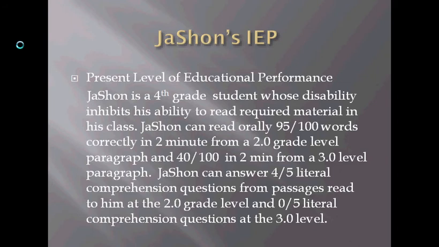Jayshawn's present level of educational performance. Jayshawn is a 4th grade student whose disability inhibits his ability to read required material in his class. Jayshawn can read orally 95 out of 100 words correctly in 2 minutes from a 2nd grade level paragraph and 40 out of 100 words in 2 minutes from a 3rd grade level paragraph. Jayshawn can answer 4 out of 5 comprehension questions from a passage read to him at the 2nd grade level, and 0 out of 5 comprehension questions at the 3rd grade level.